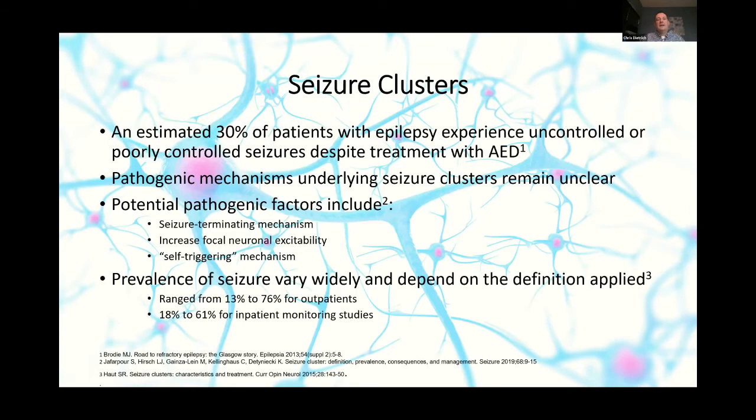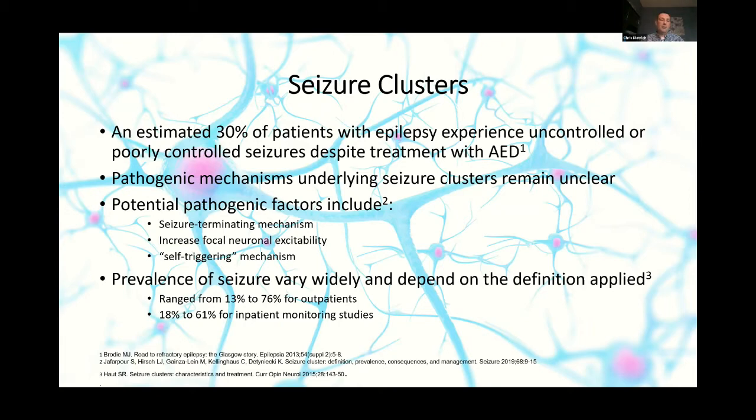So a little background about seizure clusters. As you can see in that first bullet point, approximately 30% of patients with epilepsy, so anybody on that epilepsy spectrum, experience uncontrolled or poorly controlled seizures despite taking their medications. So think about that. You've identified your triggers, you're taking your medications every day as scheduled as you're supposed to, but 3 in 10 or about 30% still have seizures. The problem is it's not really clear why this is happening. There's some theories and thoughts out there about why this is going on, and you can see those listed below. We're not going to go into all these potential pathogenic factors, but just understand that it's not clearly understood why this is happening, and we're still trying to figure it out.